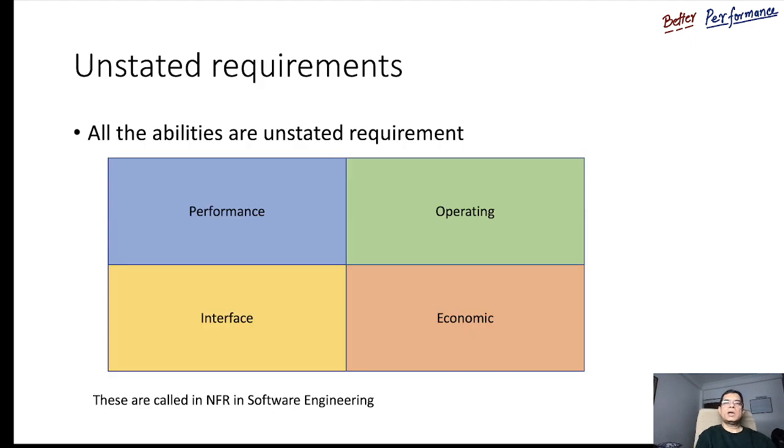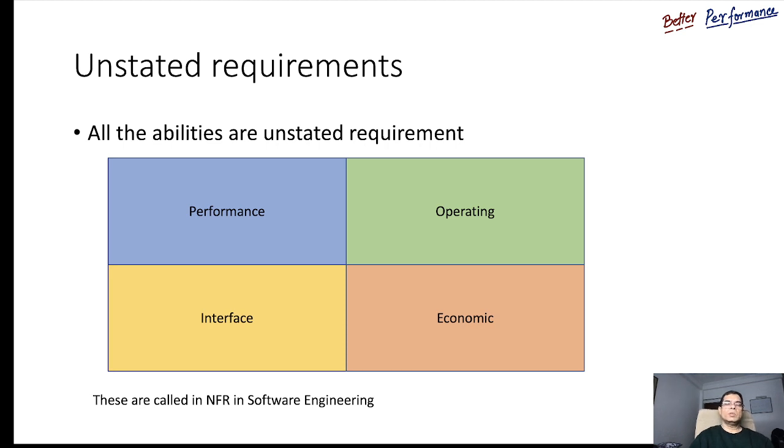All the abilities are generally unstated requirements, like performance, operating, interfaces and economics. Performance is the system performance, that is, how you can scale up, how you can make it better, how these things are going to help in running my system. Operating is where we are going to put it, whether it is Windows or different servers. Interfaces is how we are going to interact with the system. Economic is how much it is going to cost. These are called NFR in software engineering, that is, non-functional requirements.